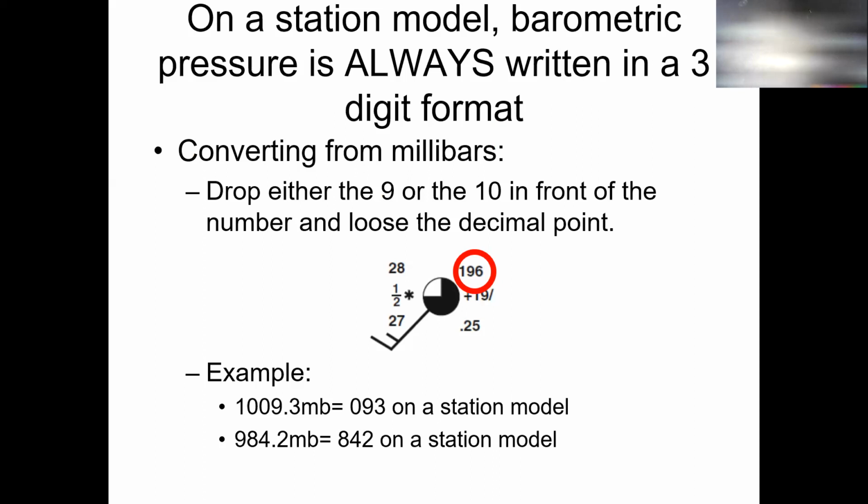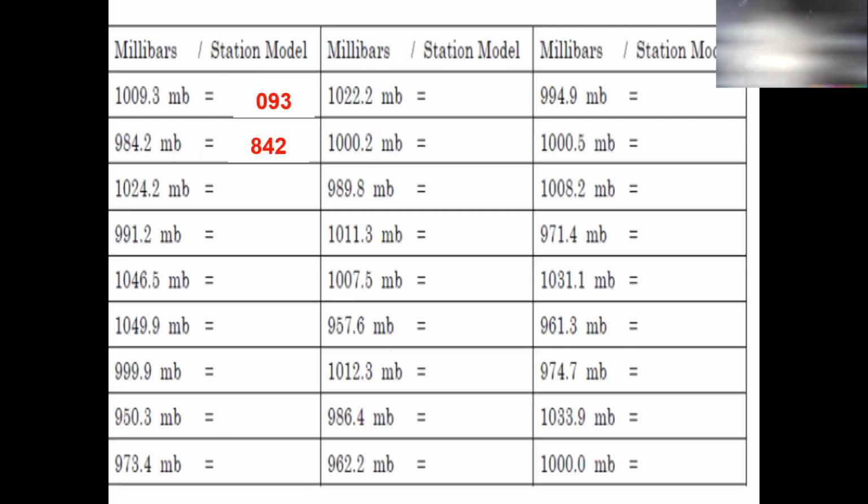So here's how you abbreviate it. It's always a three-digit number, and to convert or abbreviate, all you do is take the actual air pressure, so 1,000 something or 900 something, and you drop either the 9 or the 10 that's out front. So if it starts with a 9, to abbreviate it, you just cross off the 9. If it starts with a 1,000 something, you take off the 10 that's out front. So let's try a few of them. You have this in your packet. Looks like I already did two of them for you. Let's do this third one.